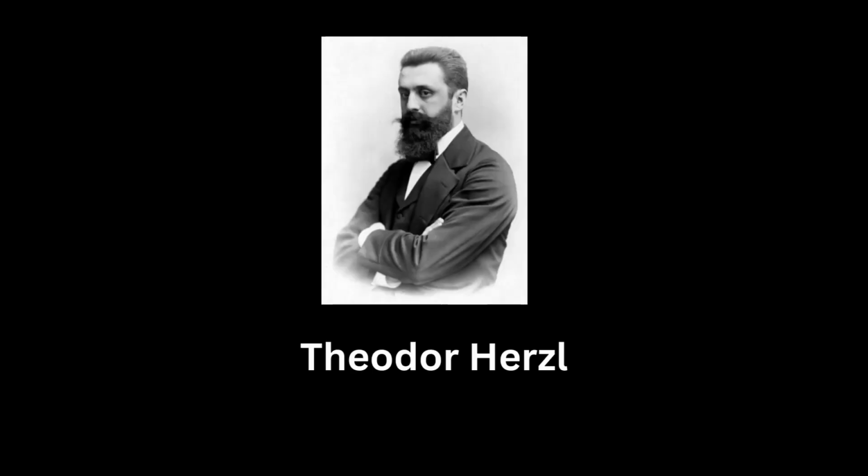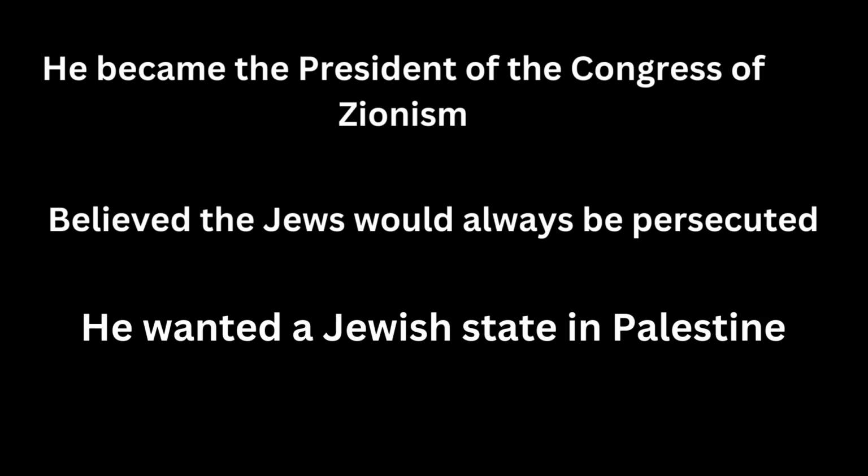Who founded Zionism? Theodore Herzl. He lived in the late 19th century. He became the president of the Congress of Zionism. He believed the Jews would always be persecuted, and he wanted a Jewish state in Palestine. The Congress of Zionism is still an existing organization. It is the premier organization promoting and supporting Zionism as an ideology, and it supported the establishment of Israel. It worked with the British government in Palestine to establish a place for Jews to live.